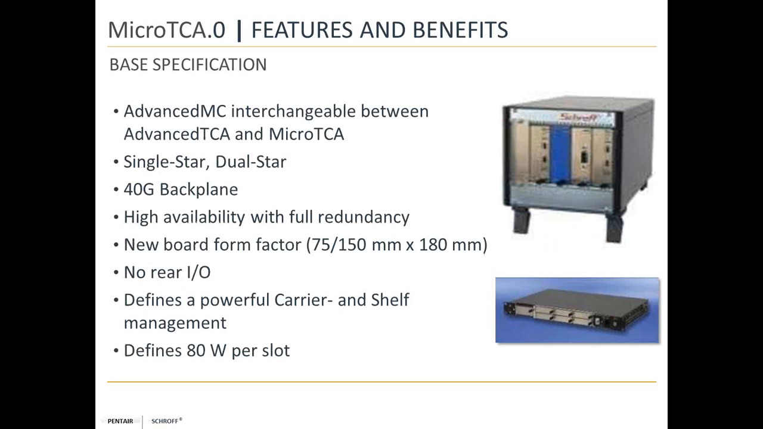So I mentioned MicroTCA.0 was released in 2006, especially for the telecom and edge access networks. Like ATCA, MicroTCA uses Advanced MCs, which are interchangeable between Advanced TCA and MicroTCA. It is available in single star and dual star with up to 40 gig backplanes. It also has high availability, so 99.999% availability with full redundancy.